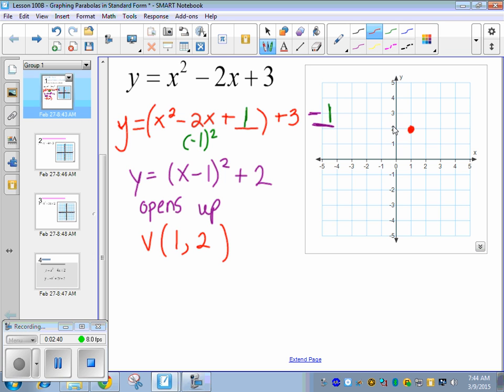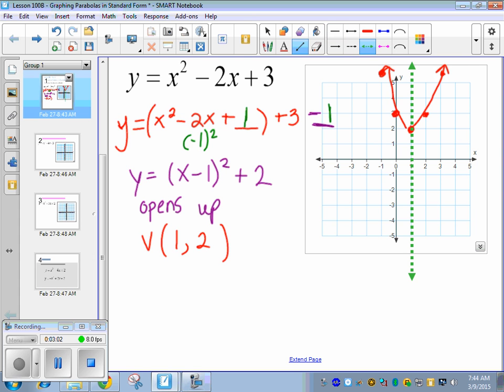So we can go ahead and do our points. Left 1, up 1. Right 1, up 1. Right 2, up 4. Okay, and on the other side. Okay, drawing our axis of symmetry. So Kevin, what's the equation for the axis of symmetry? Good.